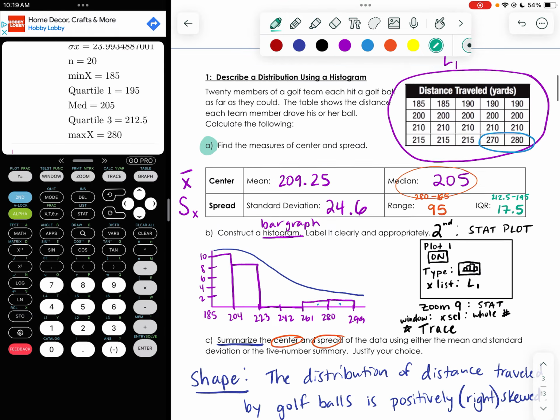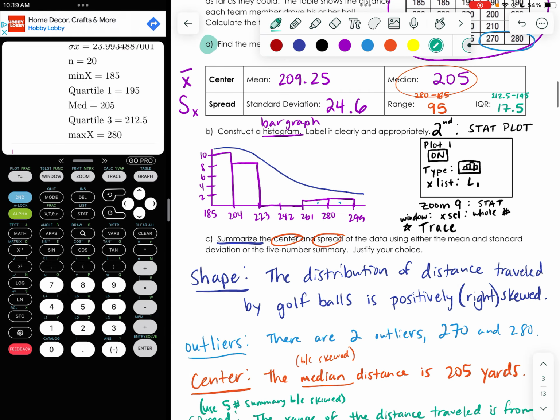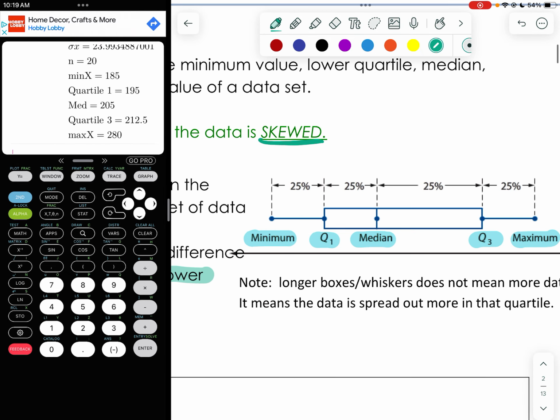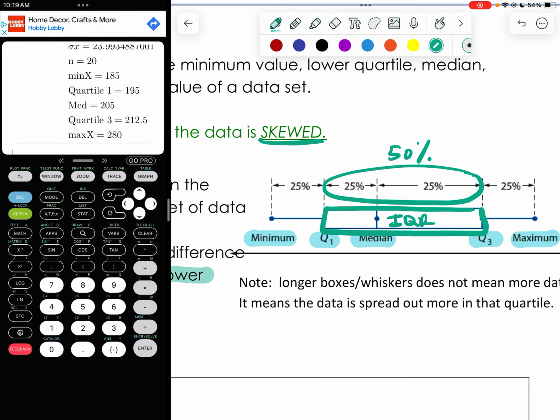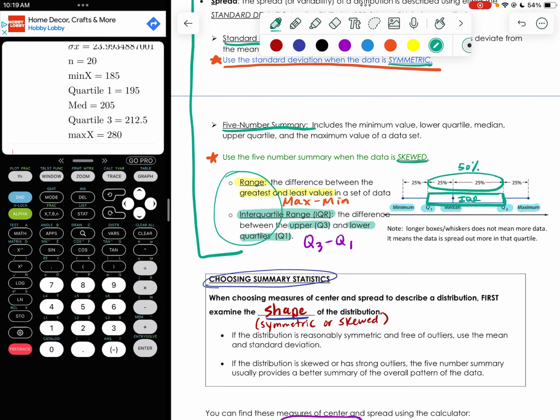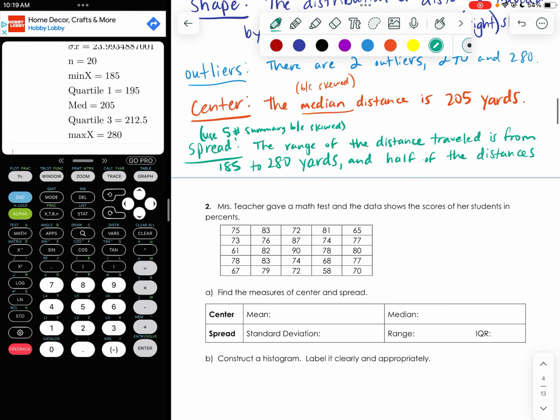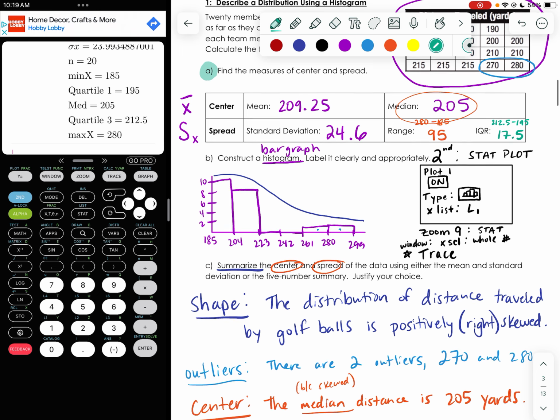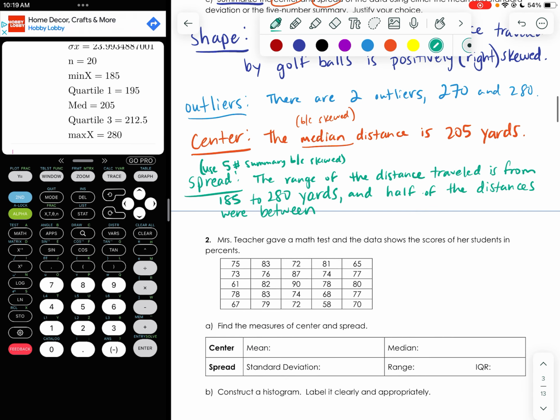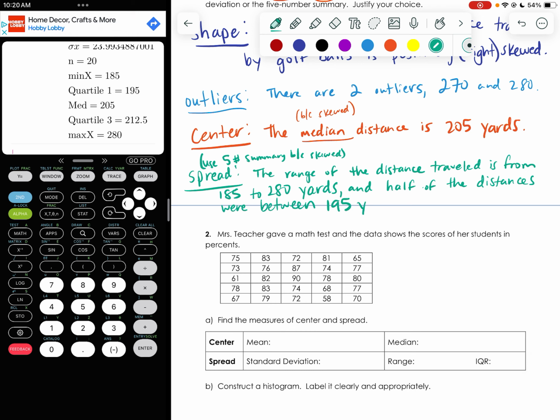So this is your IQR. I'm just going to scroll up really quick. We're not done. Where did it go? I'm looking at the box and whisker plots. This right here is the IQR, the Q3 to Q1. And this is half of your data. It's 50%. So that's usually what we'll say. Half of the data is the IQR between Q1 and Q3, whatever those are. So half of the distances were between whatever your Q1 was. Looking at the calculator, the Q1 was 195, and Q3 was 212.5 yards.